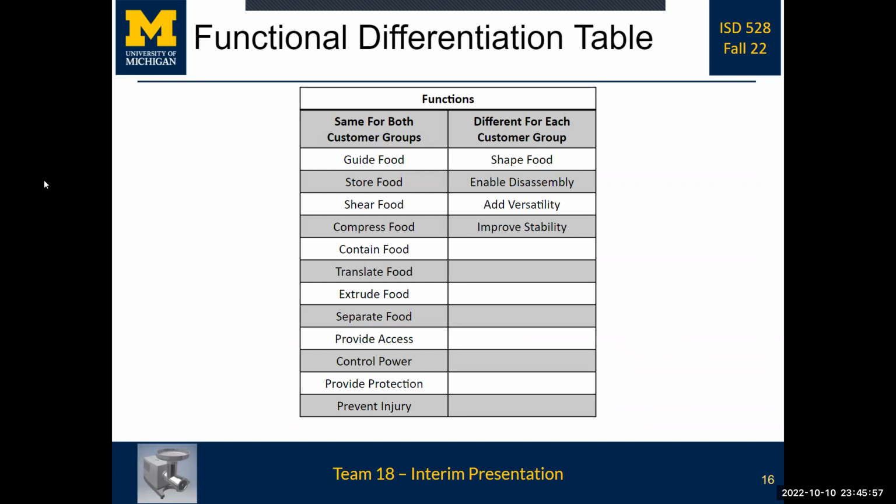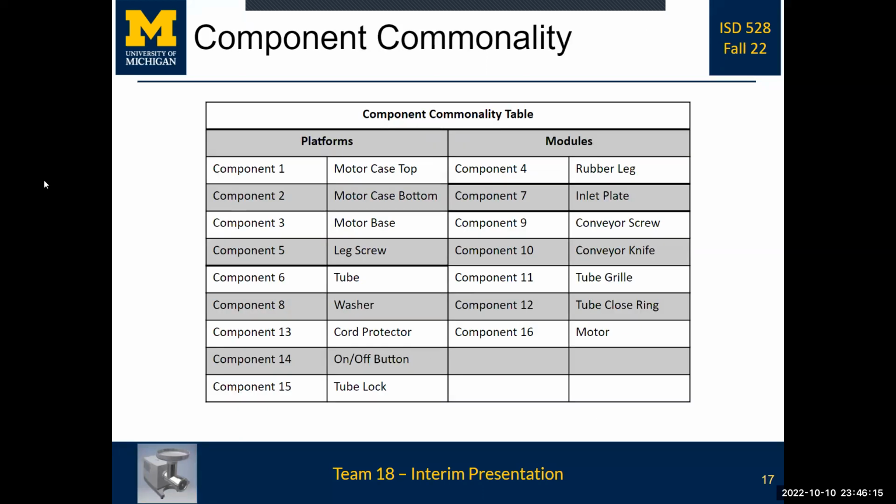Here you can see our functional differentiation table. From our FAST diagram, we took these functions and divided them up between what we thought was going to be the same for each customer and what was going to be different for each customer. For different, we thought shape food, enable disassembly, add versatility, and improve stability. We then used these to come up with the component commonality table. So on the left, you can see our platform for all customers and our modules for our individual customers, such as rubber leg, inlet, conveyor screw, just to name a few.